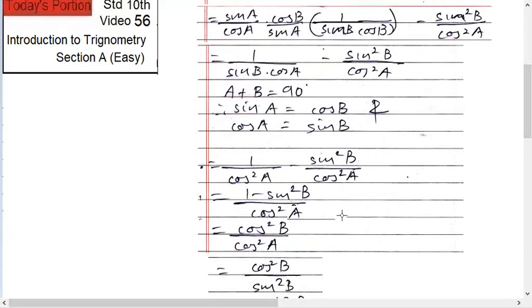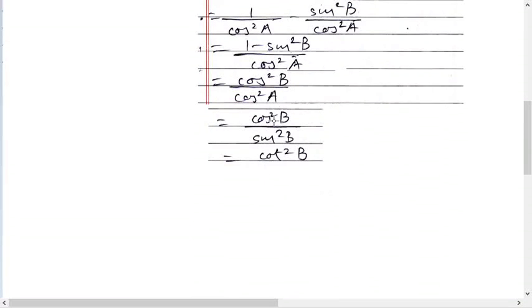Sorry, sin square b. Why? Because cos a equals sin b, so cos square a equals sin square b. Right? So you can write this as cos b upon sin b the whole square. But what is cos b upon sin b?